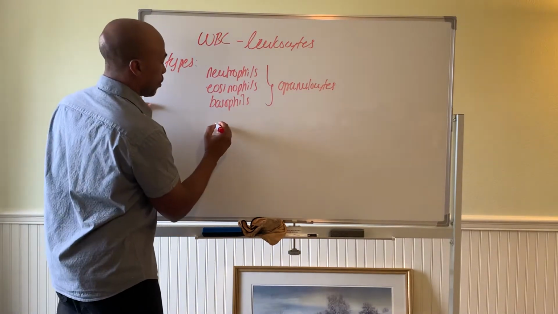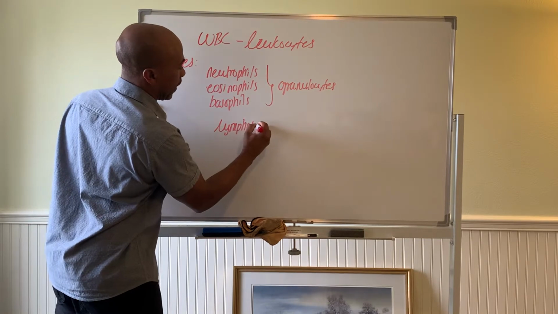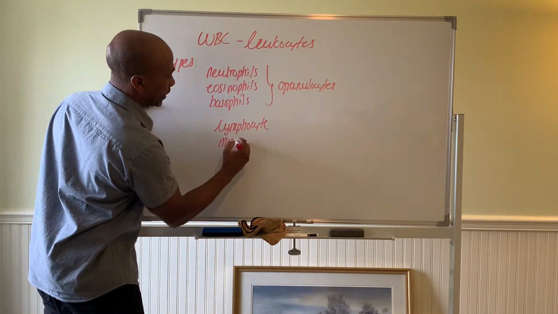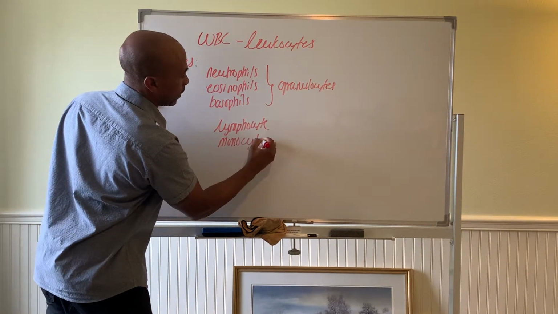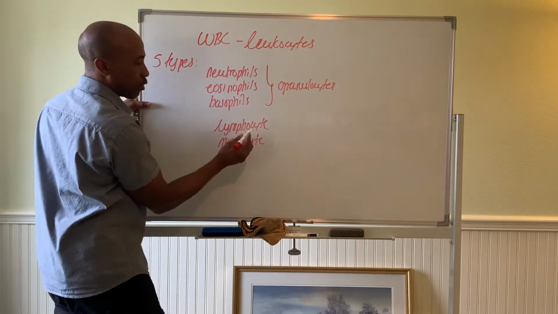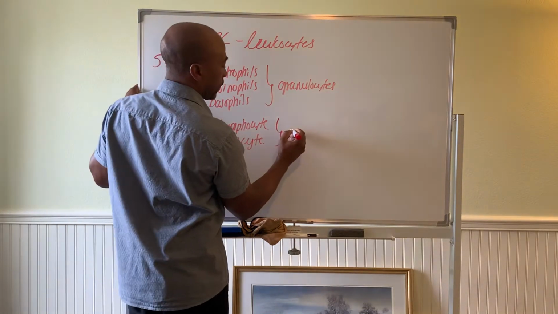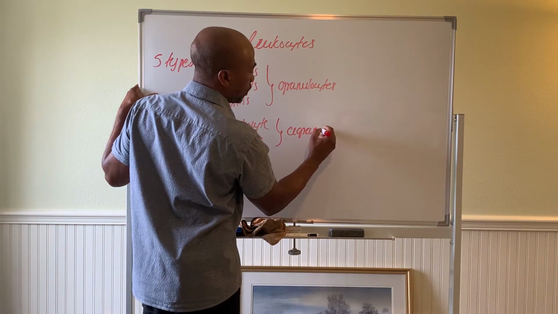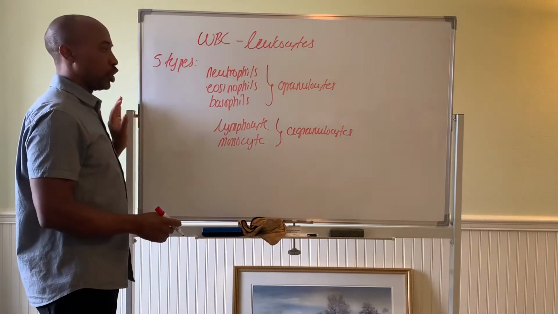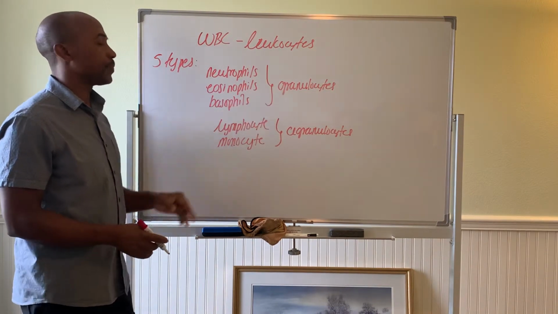And then you have your lymphocytes and your monocytes. So as you can see, the ones ending in "phils" are granulocytes, while the "cytes" here, without the "phil" at the end of the name, are your agranulocytes, meaning they do not have any granules in their cytoplasm. So know these 5 types and know what 2 classes you can group them into.